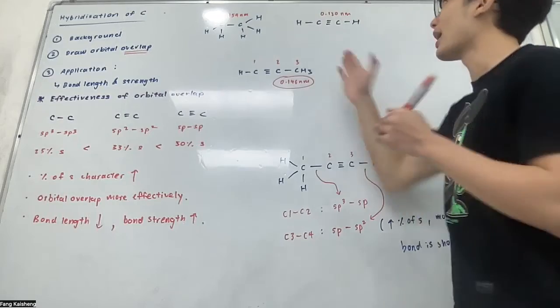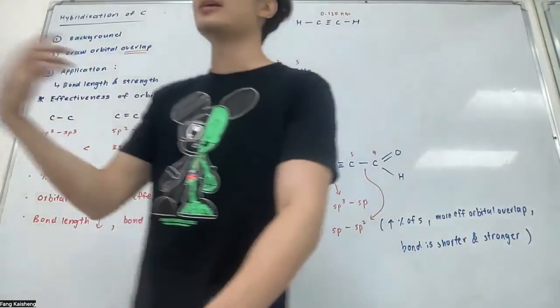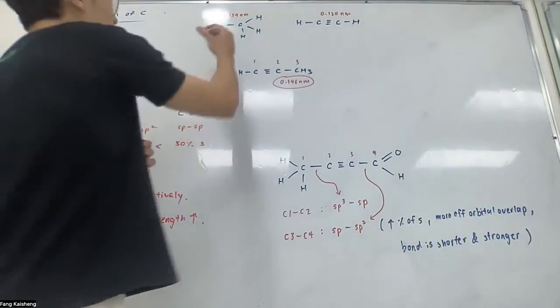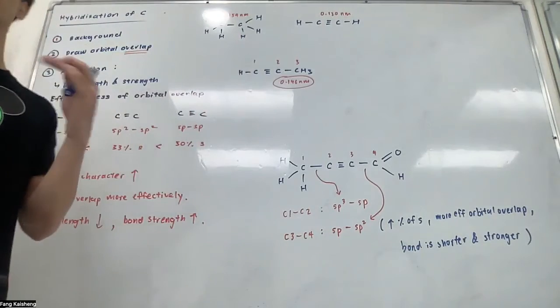So again, they are all carbons, right? So we need to discuss using percentage of S character. So what's the hybridization of methane? What's the orbital overlap?